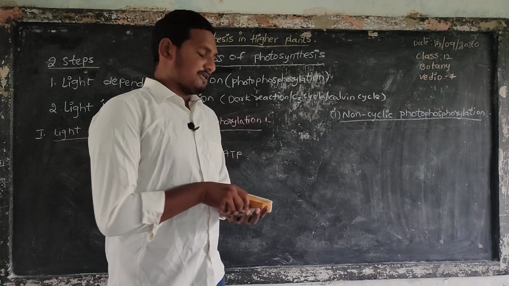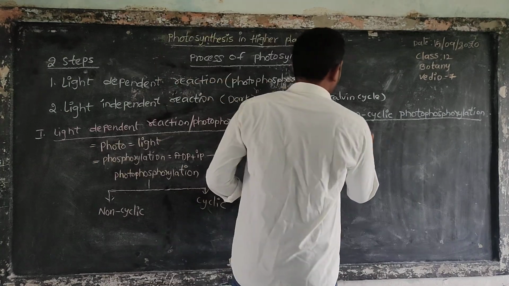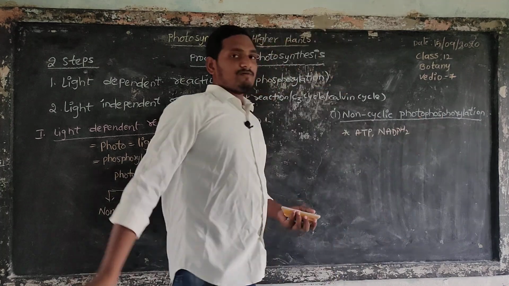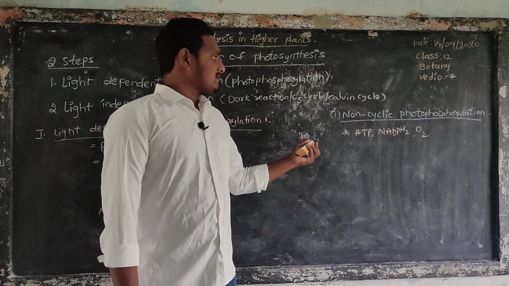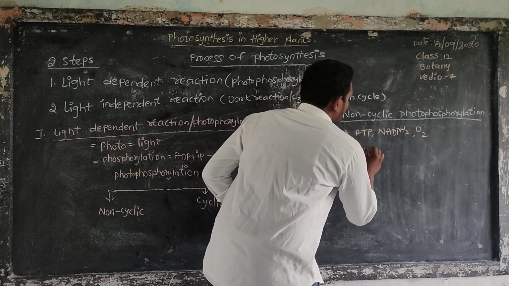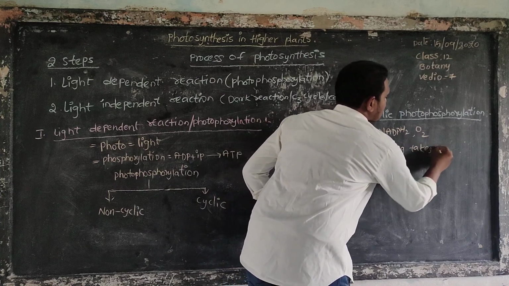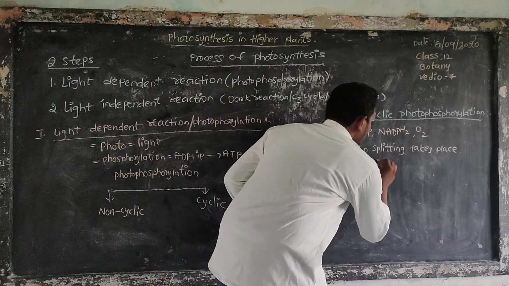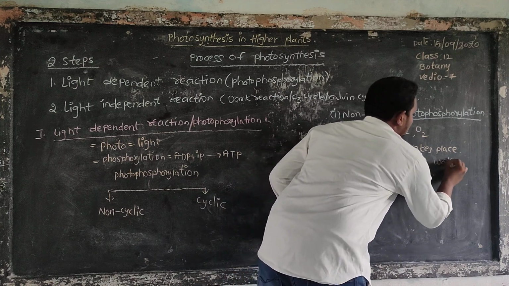In this non-cyclic photophosphorylation, we are getting ATP, NADPH2, that is reducing power, and oxygen. These three important products we are getting from non-cyclic photophosphorylation. Here, water molecule splitting takes place. It means hydrolysis of water, photolysis of water.